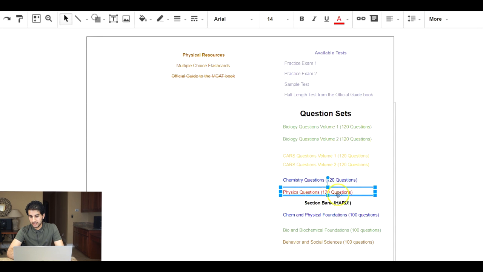Also, the difference between these question sets up here and the section bank question sets is that these have 100 questions while these have 120 questions per question set. Also, the section bank questions are much harder. Now that we know the resources on the AAMC website, we can more easily make those custom tests.